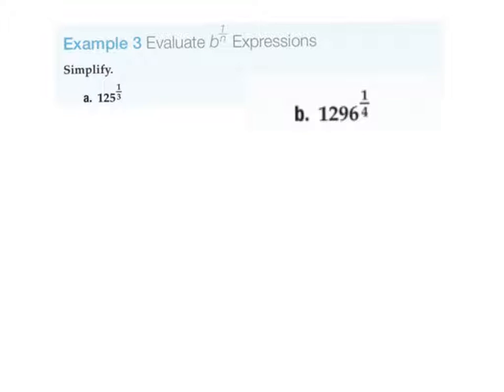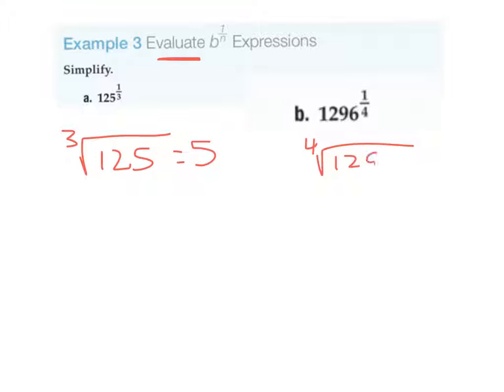Now what we can do is we can solve these. Evaluate means solve. We can take our 125 and put it into a root, 125. But it's not a square root, it's a cube root. And if you press that in your calculator, you will get the answer of 5. Same with this problem, we can do the fourth root of 1296. If you press that in your calculator, you will get 6. So we can get our answer by simplifying by just pressing the calculator.